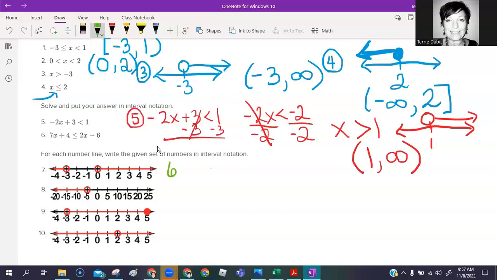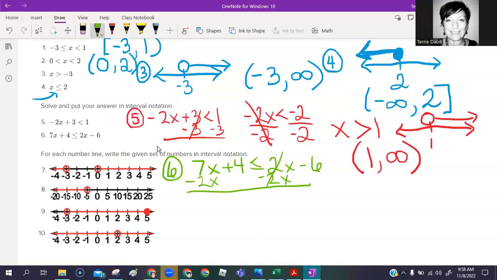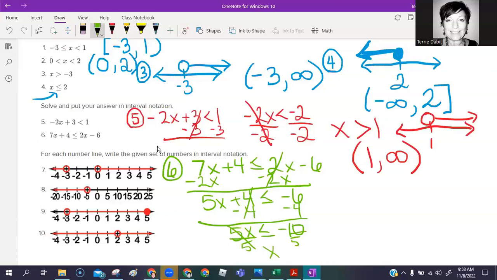Okay, number 6 is 7x plus 4 less than or equal to 2x minus 6. I'm going to bring my 2x over to the left side. 7x minus 2x is 5x, plus 4 is less than or equal to negative 6. Subtract 4 from both sides. I get 5x less than or equal to negative 10. Divide by 5, and I have that x is less than or equal to negative 2.